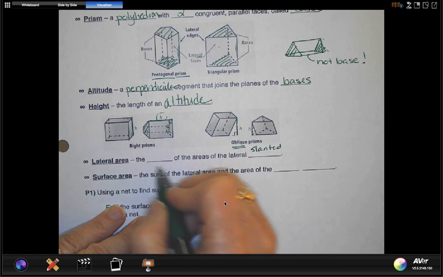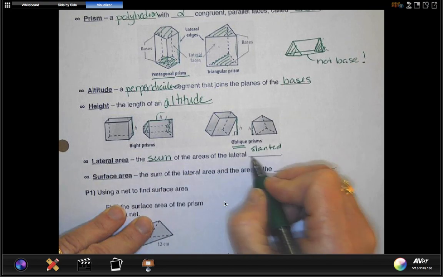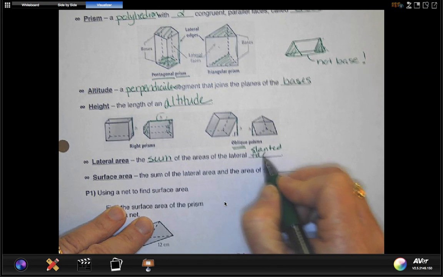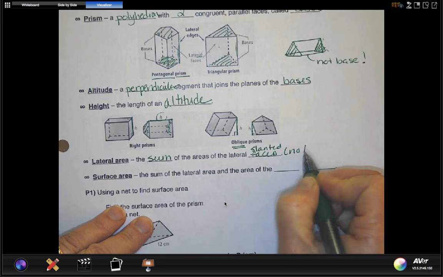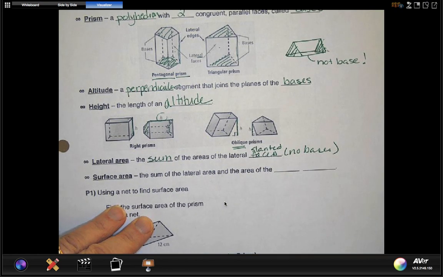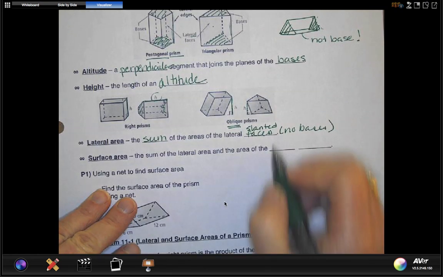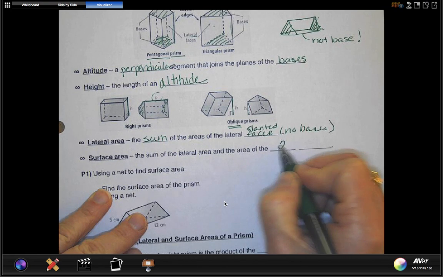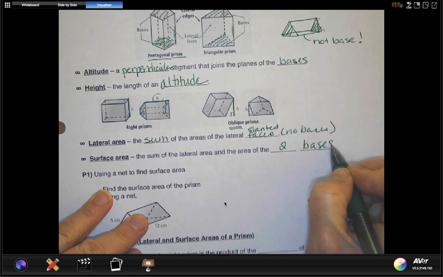All right, the lateral area is the sum of the area of the lateral faces. So no bases when you're finding the lateral area. The surface area is the sum of the lateral area and the area of the 2 bases.